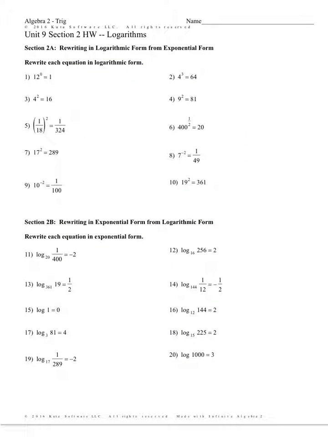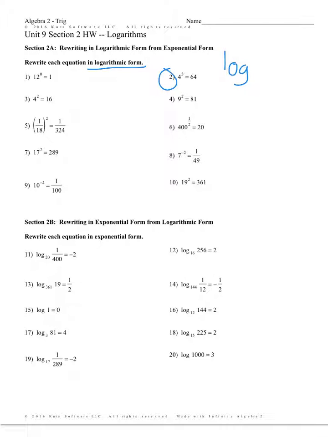All right, let's go over here. We're going to go from one form to the other, and I'm going to do number 2 here. So we've got 4 to the third power equals 64, because if I took 4 times 4 times 4, it's equal to 64. So we want to write this in logarithmic form.